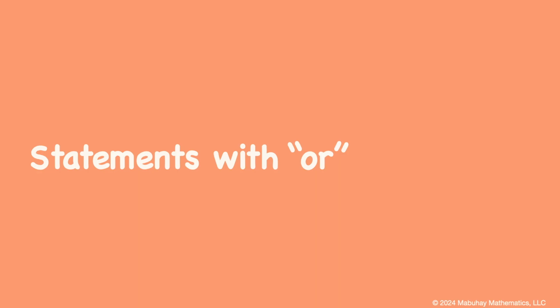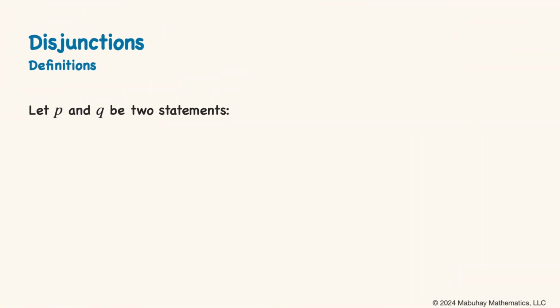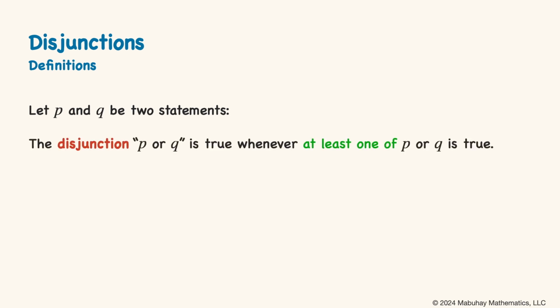All right, on to statements with or. These are our disjunctions. Let P and Q be 2 statements. The disjunction P or Q is true whenever at least one of P or Q is true. Sometimes people get confused if they associate P or Q with a strict either-or scenario. In this case, if both are true, that's still okay, right? So I think the clearest way to say it is that if at least one is true, then the disjunction is true.